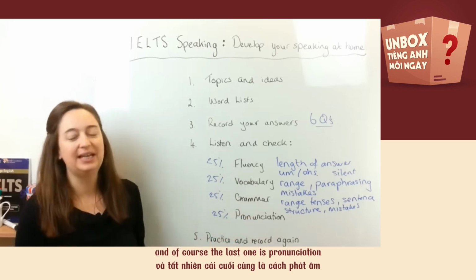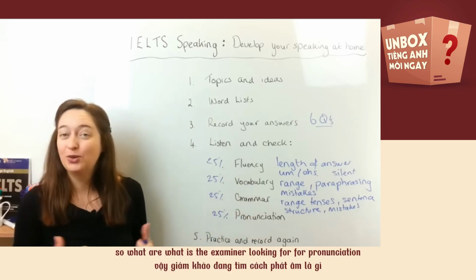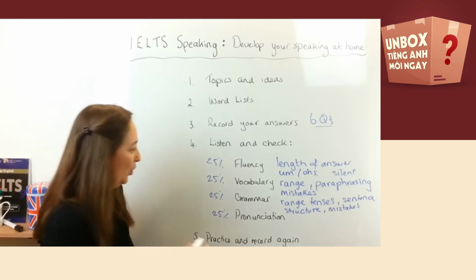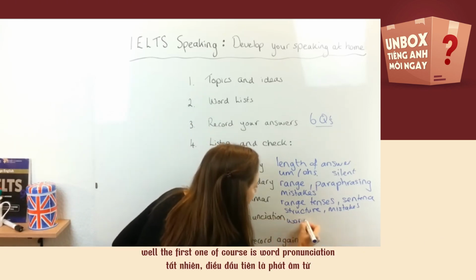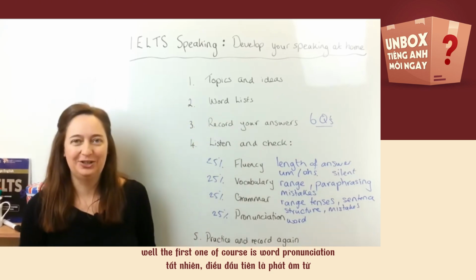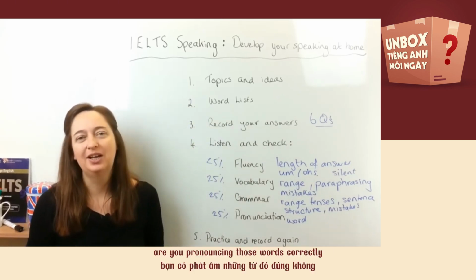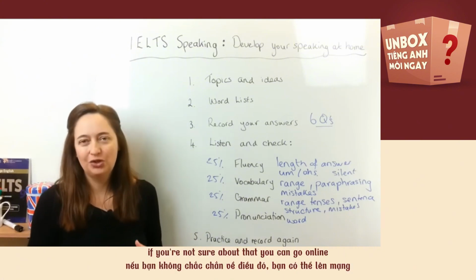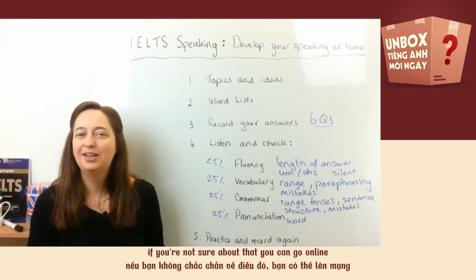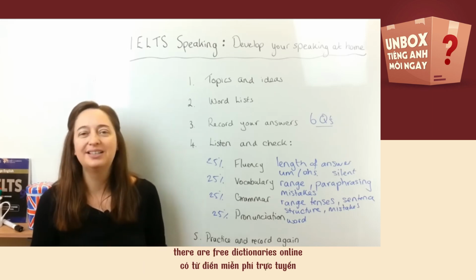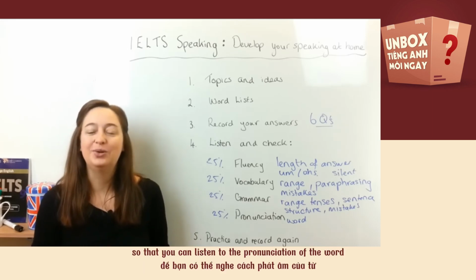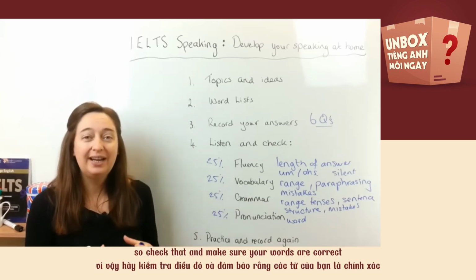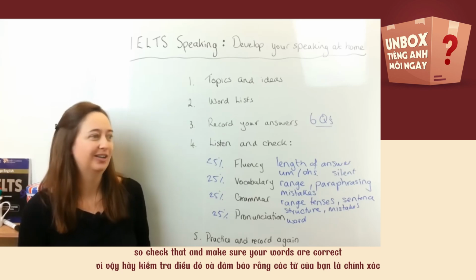And of course the last one is pronunciation. So what is the examiner looking for in pronunciation? Well, the first one, of course, is word pronunciation. Are you pronouncing those words correctly? If you're not sure about that, you can go online. There are free dictionaries online so that you can listen to the pronunciation of the word. So check that and make sure your words are correct.